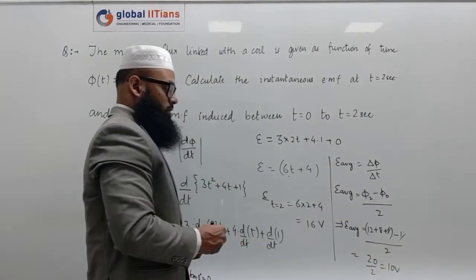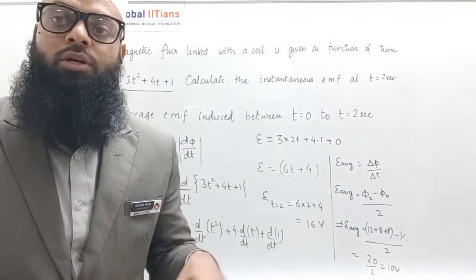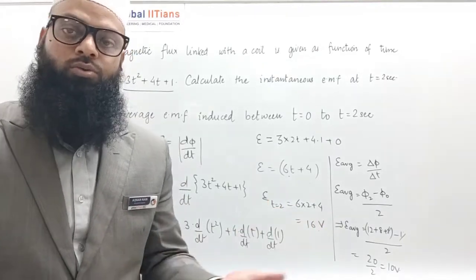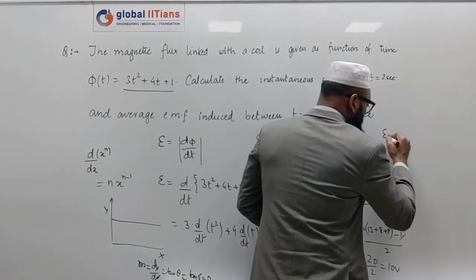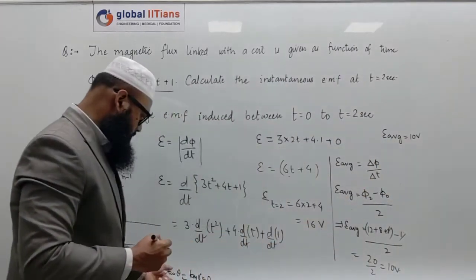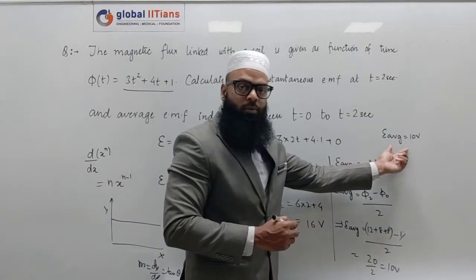So EMF induced in between the two times, like t equal to 0 to t equal to 2, or in an interval of 2 seconds, is going to be 10 volt. So I hope the difference between the instantaneous EMF and the average EMF is clear to you. So instantaneous EMF is going to be 16 volt, average EMF is going to be 10 volt.